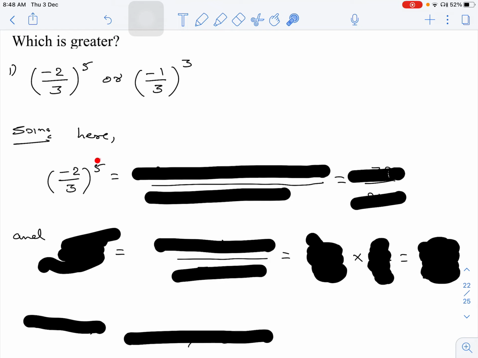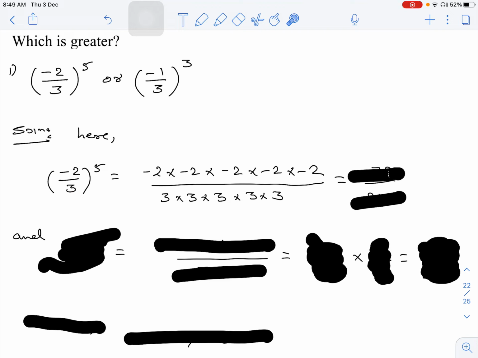Now we know that this power 5 is for both numerator and denominator. So (-2)^5 means we have to multiply -2 five times. Okay, so we get -2 multiplied five times in this way. Then this power 5 is for 3 also, that is for the denominator also. So we have to write 3 five times, that is we have to multiply 3 also how many times? 5 times. Okay. Now look at the sign.